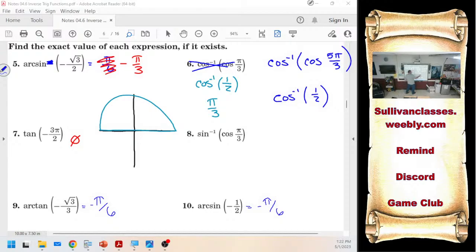If I said the cosine of pi over 3, we already said that's 1/2, and then I threw an arc sine on it. I could still do that. What angle has a sine value of 1/2? Pi over 6. Okay. Yep.